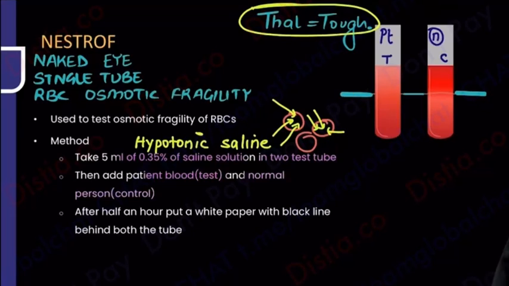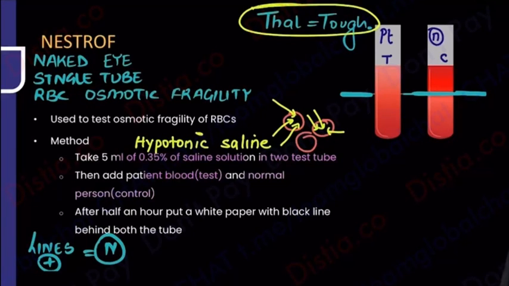So now tell me something. If the cells were there, normally, if cells are present, I will not see the line. But if the cells have broken, will I start seeing the line in the background? Yes. So if the lines are seen, I say that this is a normal sample, because a normal sample will break off in such hypotonic saline.